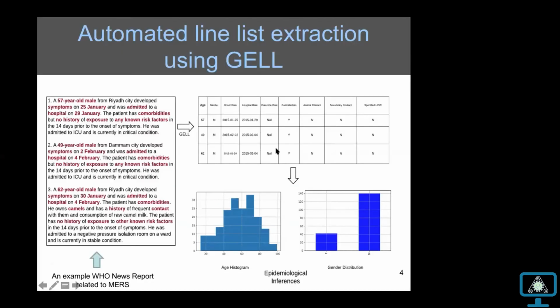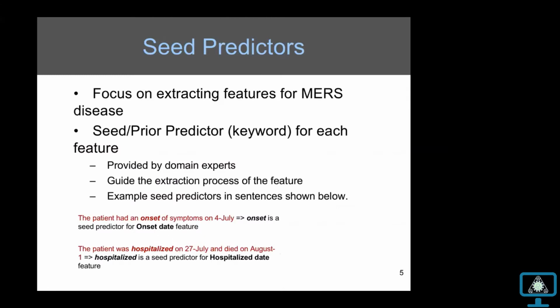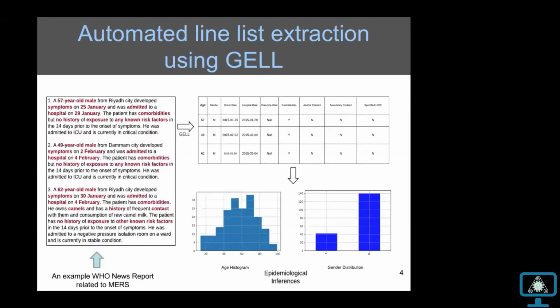This is an example of how the full pipeline works. On the left, you see a set of news articles, and highlighted in those news articles are key facets that are of importance to a disease modeler. So they include information about the gender of the patient, the age of the patient, what date they were admitted, and before that, what date they developed their symptoms, and any relevant history for that patient. And we are developing this approach that we call GEL.